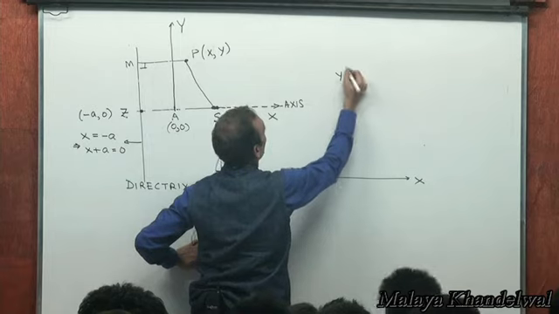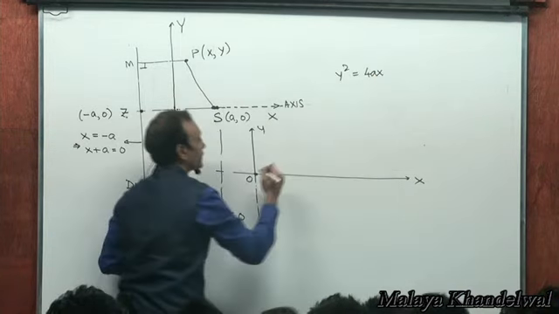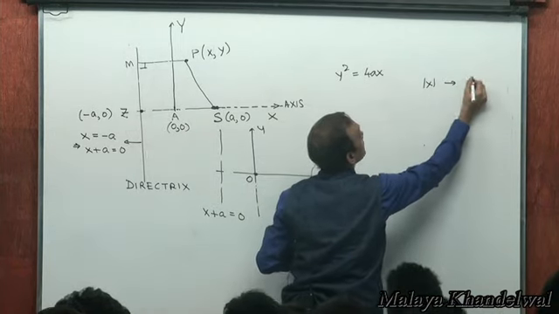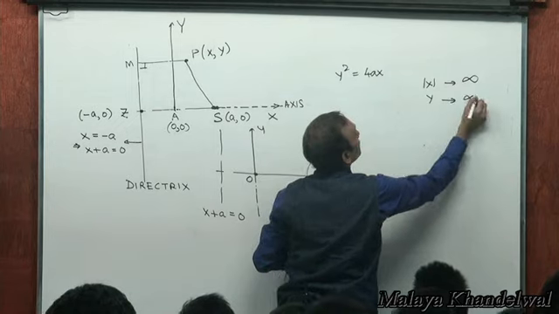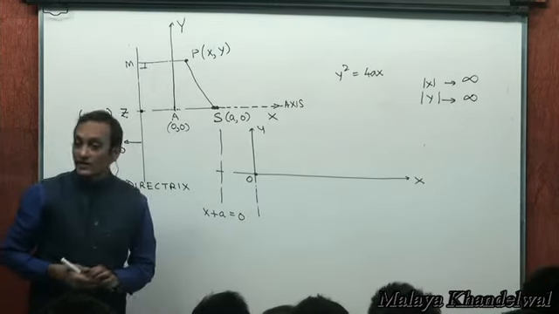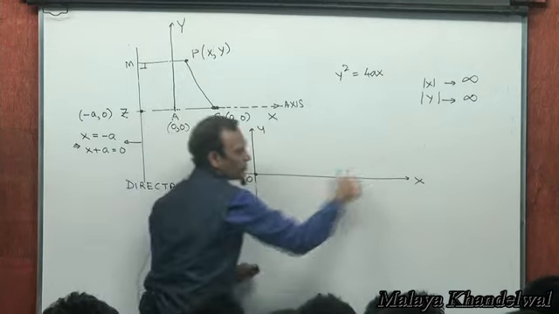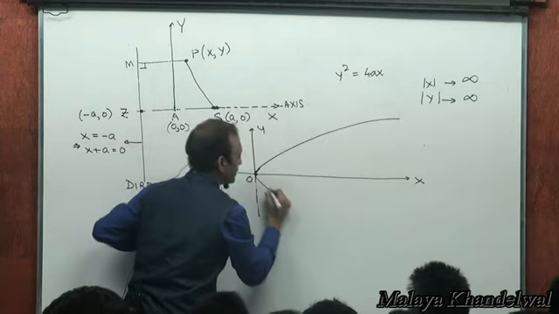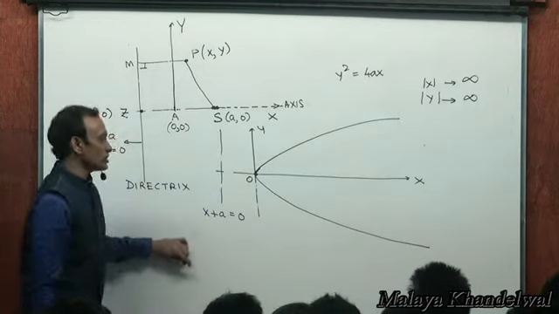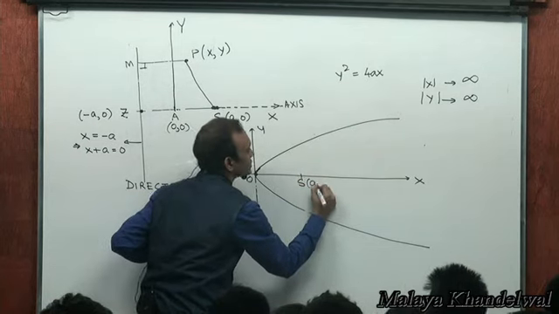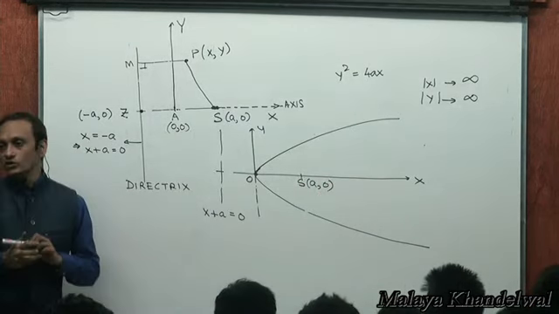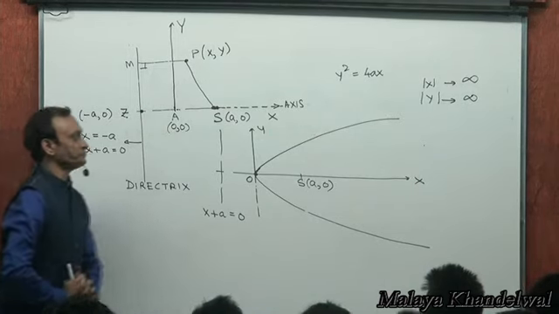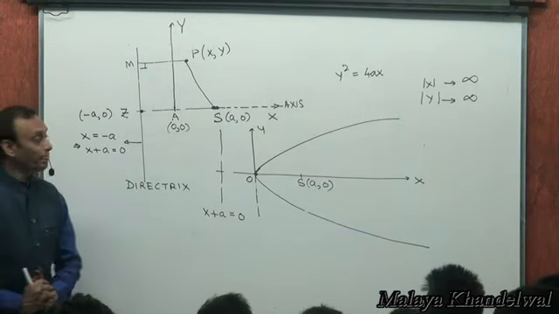So y squared equal to 4ax, symmetric about the axis, and you realize that as the numerical value of x increases, the numerical value of y increases. This being the vertex, as x increases, y increases numerically, and symmetry about the axis would produce a shape of this kind, where A comma 0 is the focus of the parabola. Clear? So far so good, right?